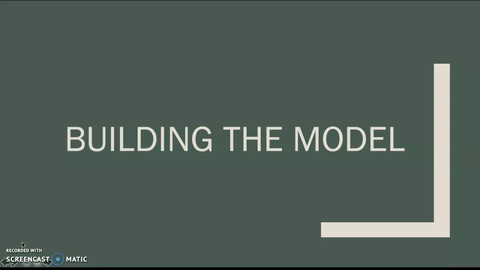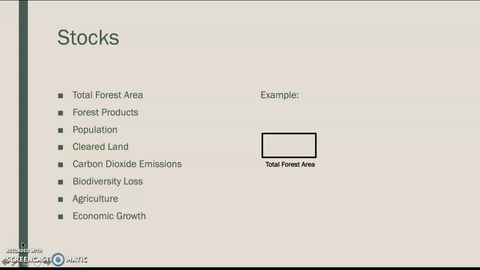Before I explain the model itself, it's important to understand how it was built. I'll briefly explain each element and how it is represented. So the first component of the model is stock. Stocks are the measurable elements of a system. They are an accumulation of stuff that can increase or decrease over time. For this model, stocks are the trees or total amount of forest area, forest products, population, the open or cleared land, biodiversity loss, atmospheric carbon dioxide, agriculture, and economic growth. They are represented with a box.